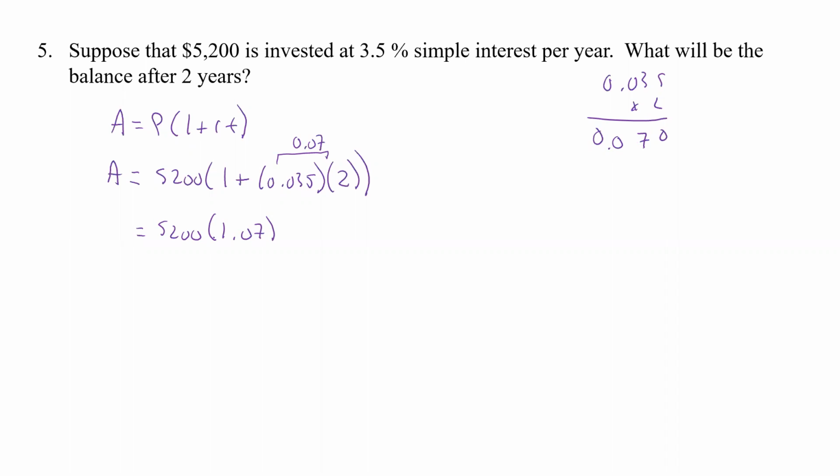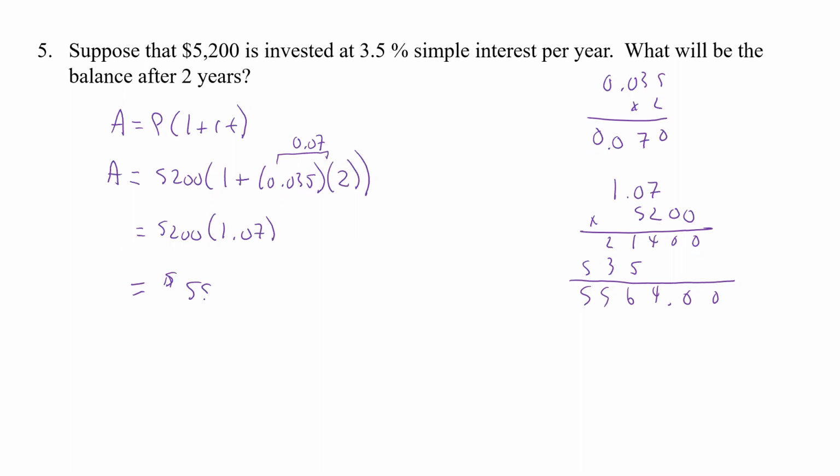And so now we have to take 5,200 times 1.07. When we do that, this looks to be 5,564. So that's going to be our balance if we invest $5,200 at a 3.5% simple interest over 2 years.